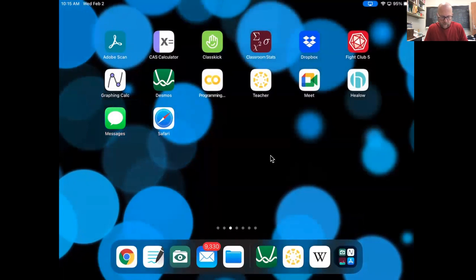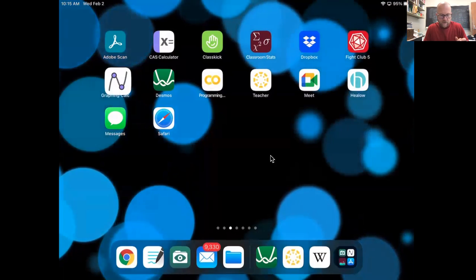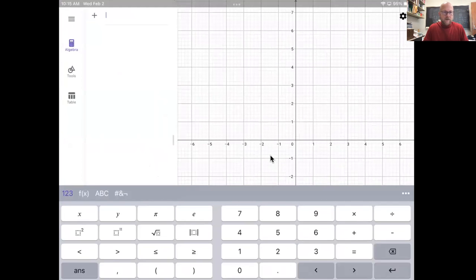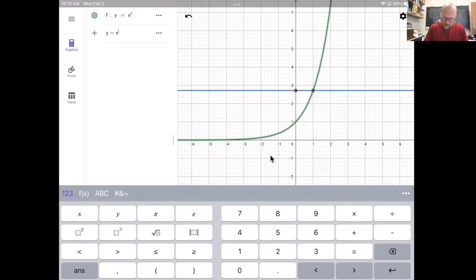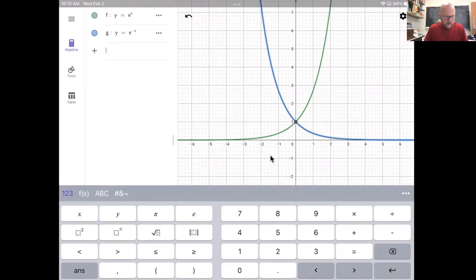And I feel like I want to try to use the GeoGebra graphing calculator as opposed to using Desmos, just because it's got a nice copy and paste feature. So I'm going to say e to the x and hit enter on that, and then y equals e to the minus x, and hit enter on that. Oh, and then the last one was y equals 2. I see what's going on there. All right.